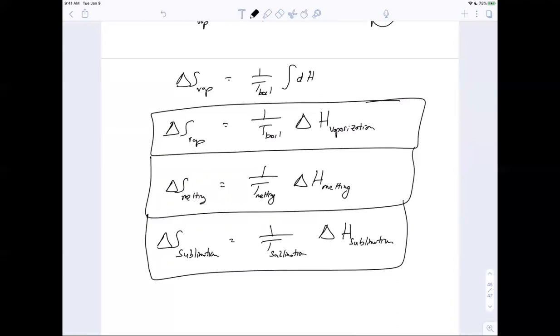Because in a reversible phase change, delta Q is, I misspoke. There is no delta Q. dQ is just dH when you have these things at constant pressure. And so the expressions for entropy change are very simple.